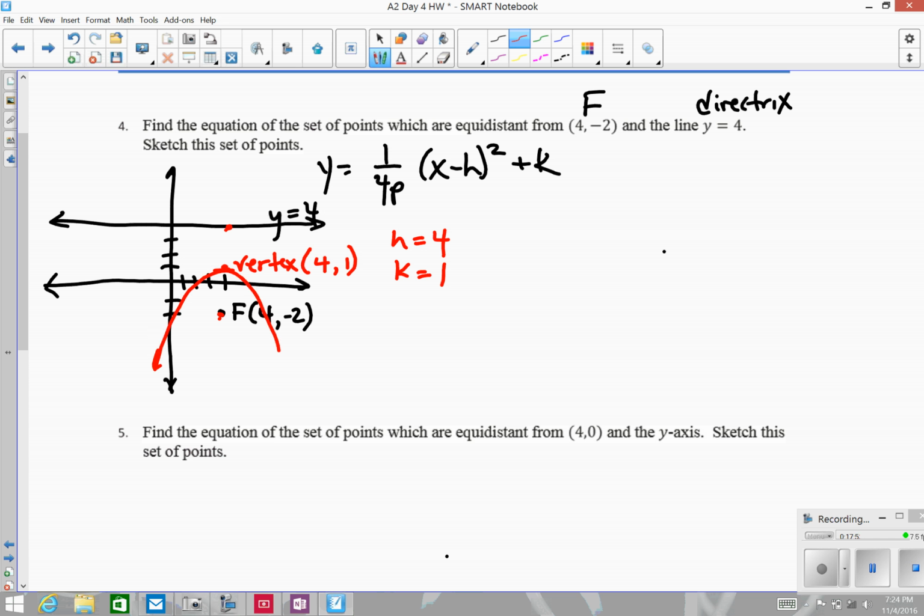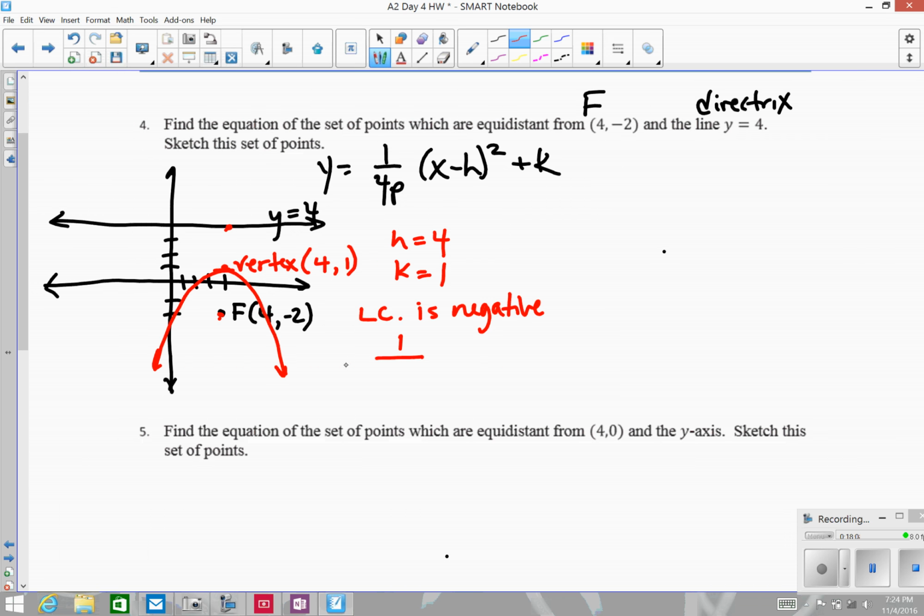Looks like this one opens downwards. So my leading coefficient, 1 over 4p, has got to be negative. We are opening downwards on the parabola, so when I figure out 1 over 4p, I want to make sure I make it negative. Okay, we need to figure out that p value. I want the distance from the focal point to the vertex, and that's going to be 3 units. P equals 3.